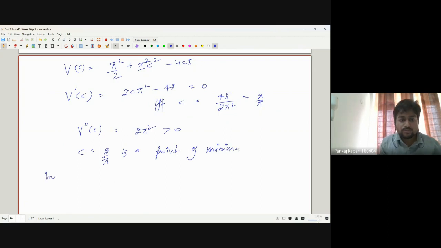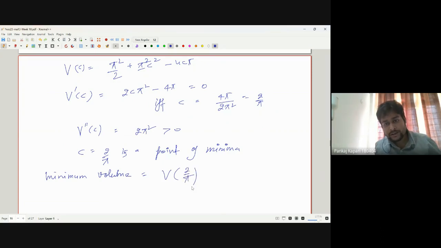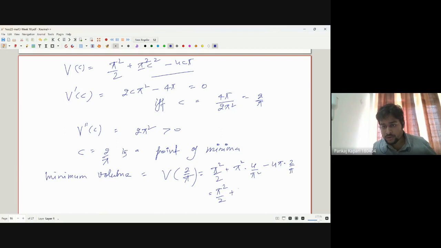And what will be the minimum volume? The minimum volume is the volume at c equal to 2 over pi. So this now we can calculate. This was our volume equation, and you can calculate easily. Pi square by 2 plus pi square into c square. So c is 2 by pi, so you have 4 by pi square, and then minus 4 pi times c, which is again 2 by pi. So pi square by 2 plus 4 minus 8, this gives us pi square by 2 minus 4.